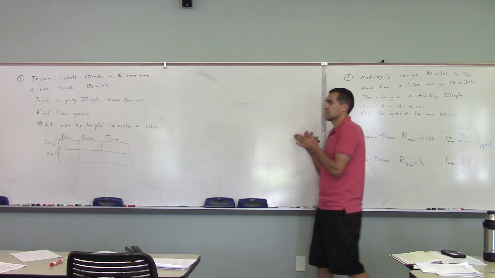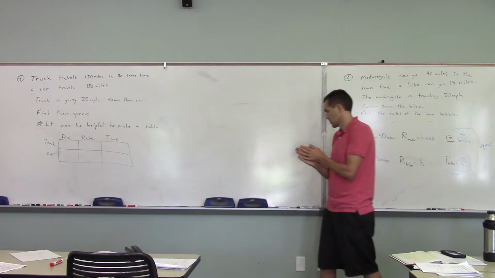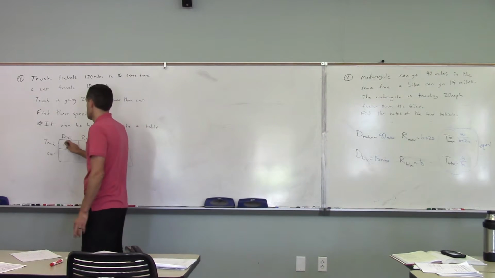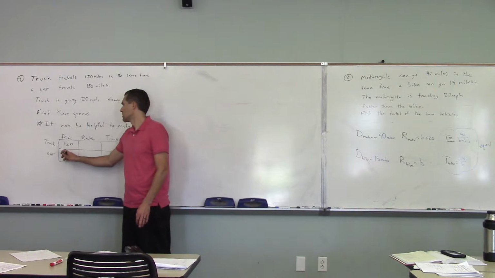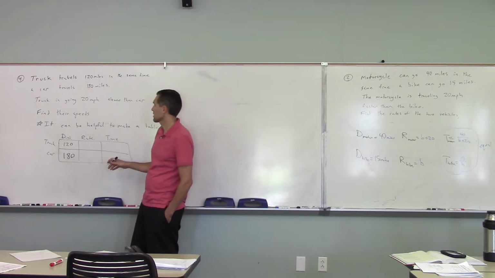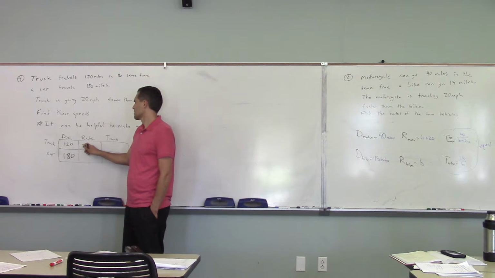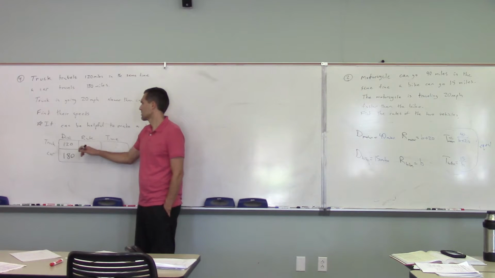Okay, distance they traveled. Which one was for the truck? For the truck, 120 miles, yeah. 180 for the car. And the rate for the truck? 20 minus whatever variable you wanna use for the car. C minus R.